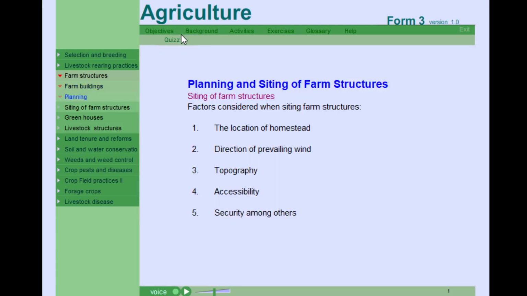Planning and siting of farm structures. Siting of farm structures. Factors to consider when siting farm structures: the location of homestead, direction of prevailing wind, topography, accessibility, and security.